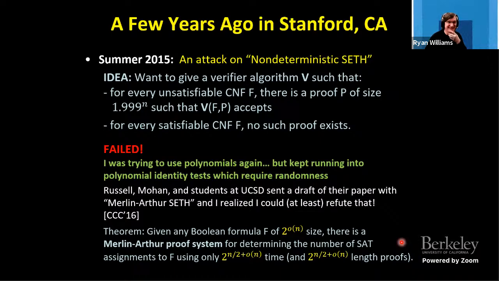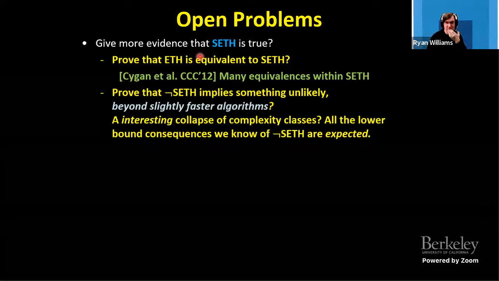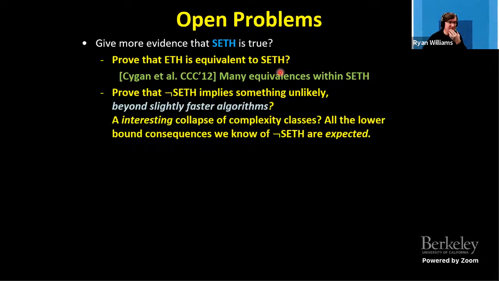All right, so let me conclude with some open problems. One, I want to give more evidence that SETH may be true. Maybe it is true. I've been very productive assuming that it's false, but maybe it's true. Maybe try to show that ETH is equivalent to SETH in some way. There are many known equivalences within SETH, and one paper of this kind is Santhanam et al. from CCC 2012. They show that CNF satisfiability is basically equivalent to SAT for AC0 linear size circuits, or slightly more expressive circuits. Getting faster algorithms for those is equivalent to getting faster algorithms for CNF SAT.